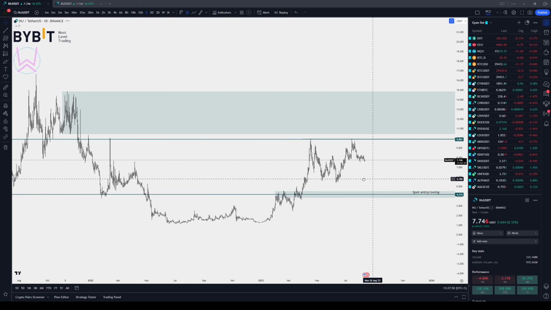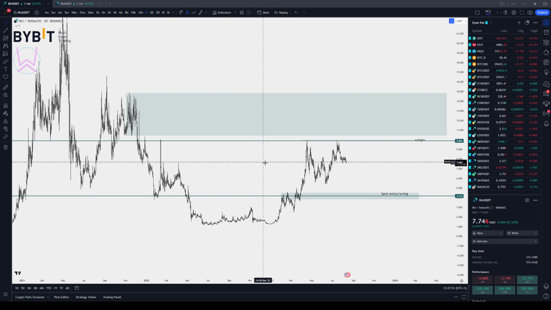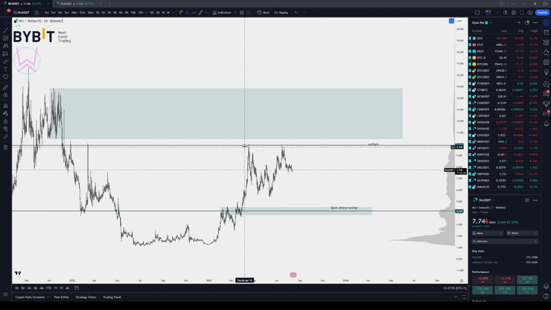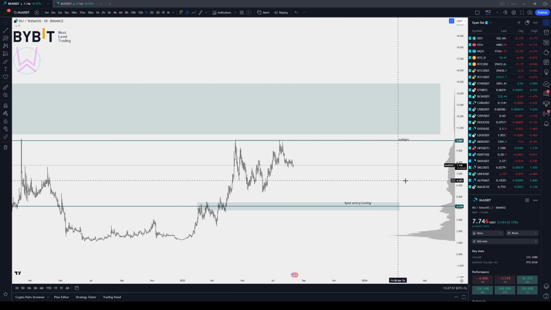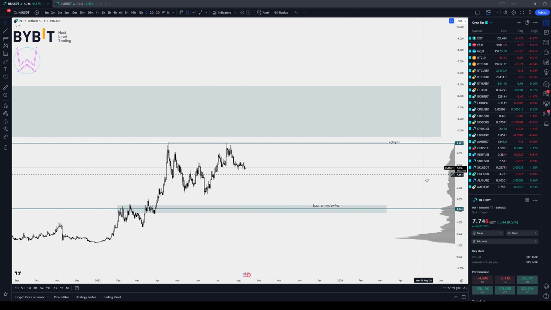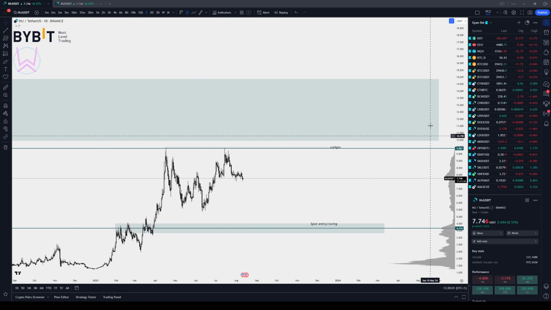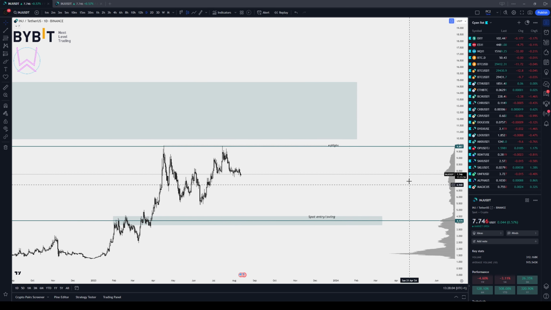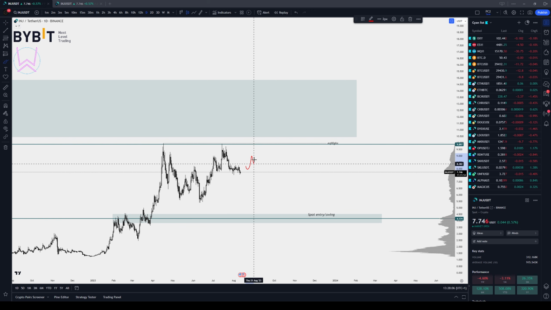Daily, these equal highs below this order block. If we do get this move up into sort of 32k, this final push that I'm looking for on BTC, I think this can be a really nice area to look for a short.